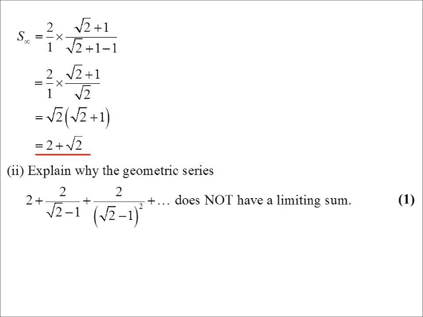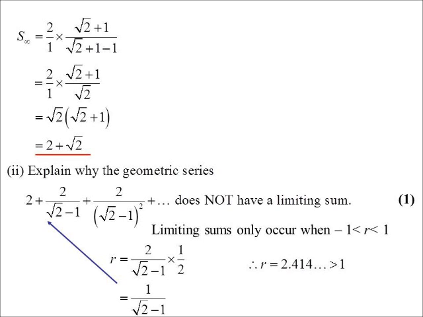Remember I was saying sometimes they're more interested in whether you know the condition, not necessarily the answer. Explain why this geometric series does not have a limiting sum. Well, we know the ratio must be between minus 1 and 1. So the ratio of this is 1 on root 2 minus 1, which if you punch that into your calculator is around about 2.4. So it's bigger than 1. So that's what they're looking for, that you understand what the condition is for a limiting sum.